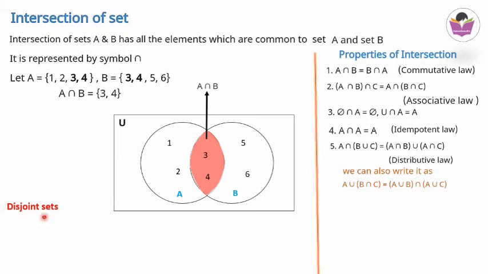Next is disjoint sets. Another definition here: disjoint sets means if A and B are two sets such that A intersection B is a null set, then A and B are called disjoint sets. Here we have all discussed the intersection of sets. Intersection means common element or elements in two sets. But in disjoint sets, nothing will be common. It means A intersection B will be a null set, no element in common. Then we can say that A and B are disjoint sets.